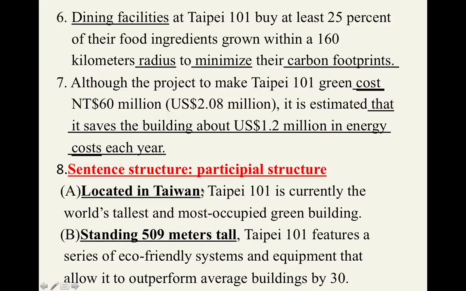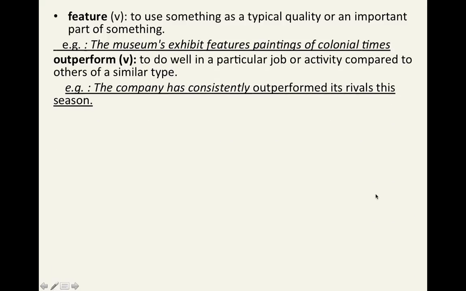So if you want to write this kind of structure, you have to know the subject. The subjects of these two parts are the same, okay? So in this way, you can omit the subject and the verb be. And I think that this kind of structure is very common in English articles. So I hope you can become familiar with this kind of structure, okay? And then some words, okay?